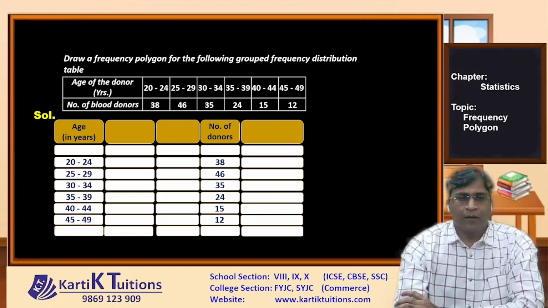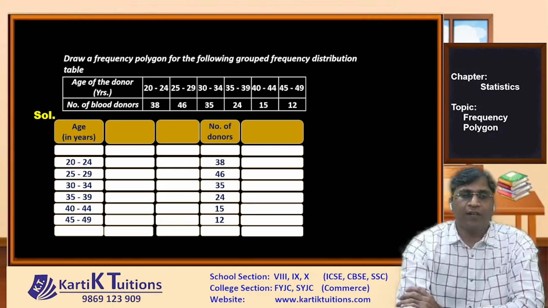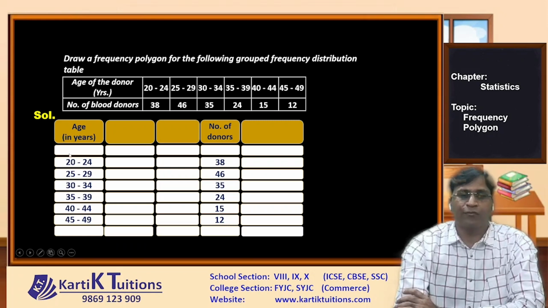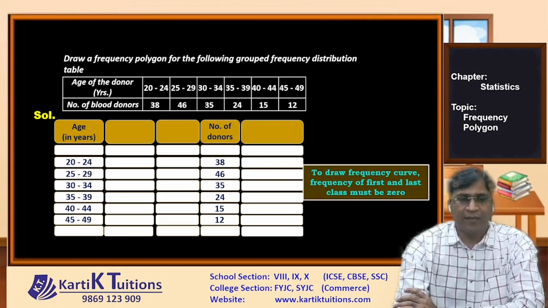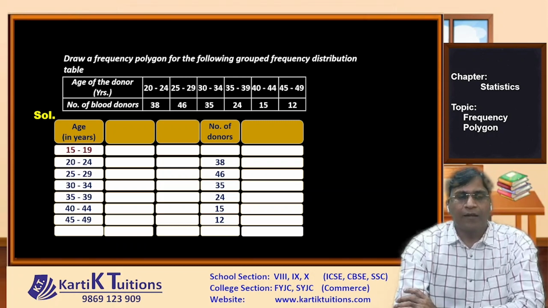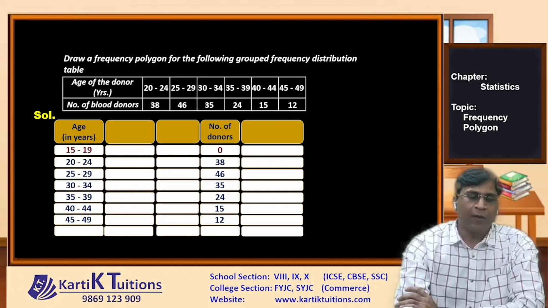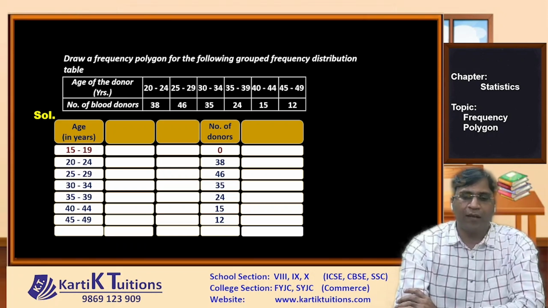Now here, we have to make the classes continuous, but before that we'll find the preceding class and succeeding class. Now what is the difference between 25 and 20? It is 5. So 20 minus 5 will give us 15, and 24 minus 5 gives us 19. So 15 to 19 will be our preceding class, and its frequency will be 0. Same way, how will it come in the last? 45 plus 5 will give us 50, and 49 plus 5 will give us 54.